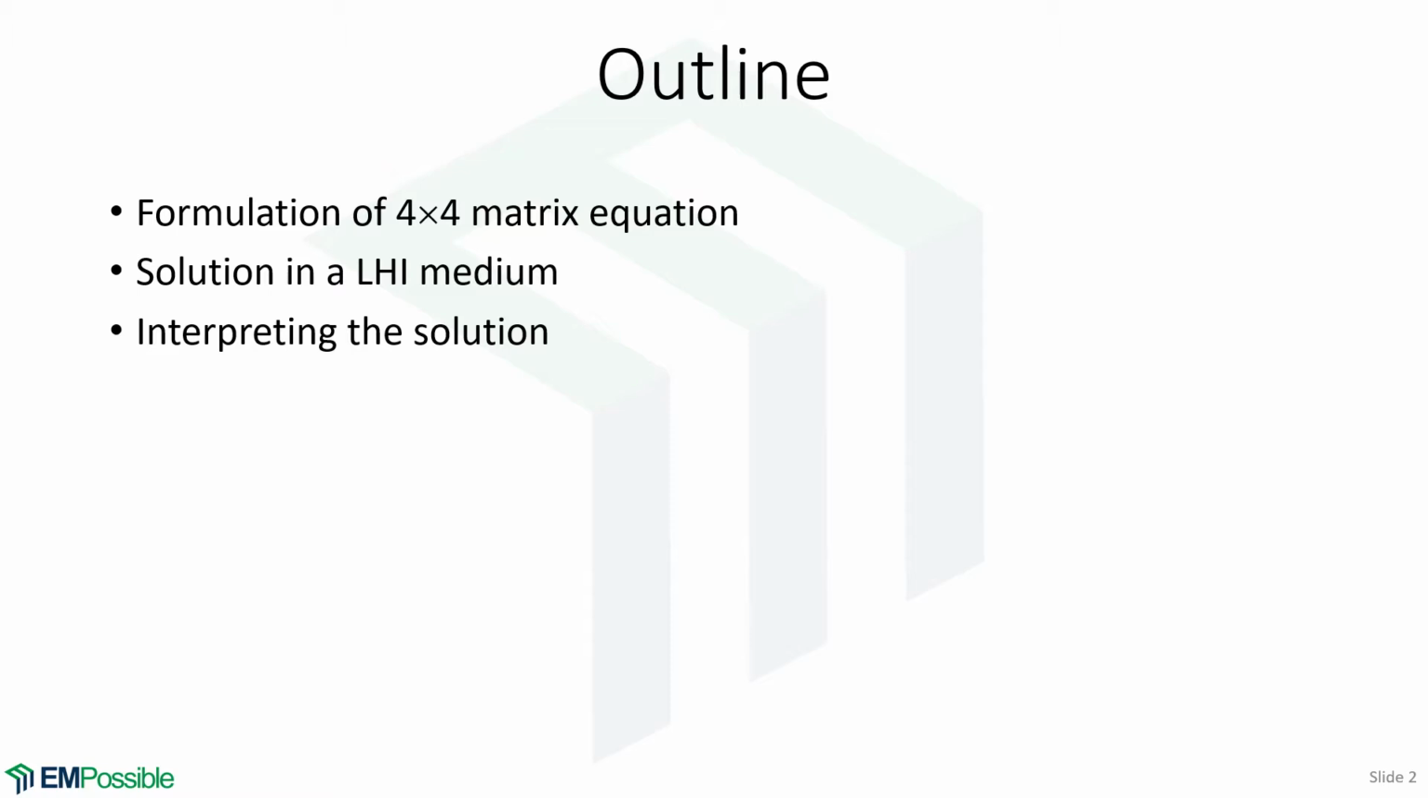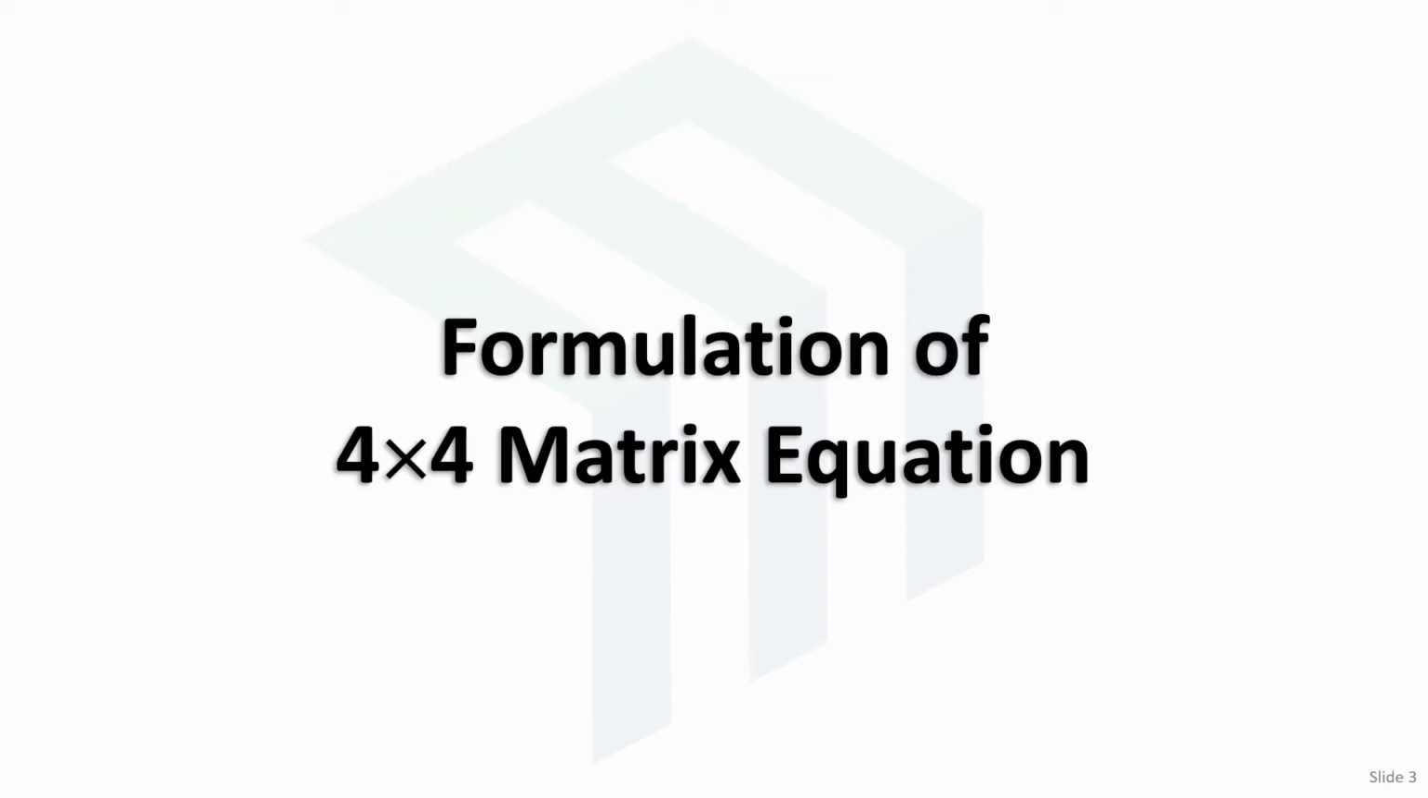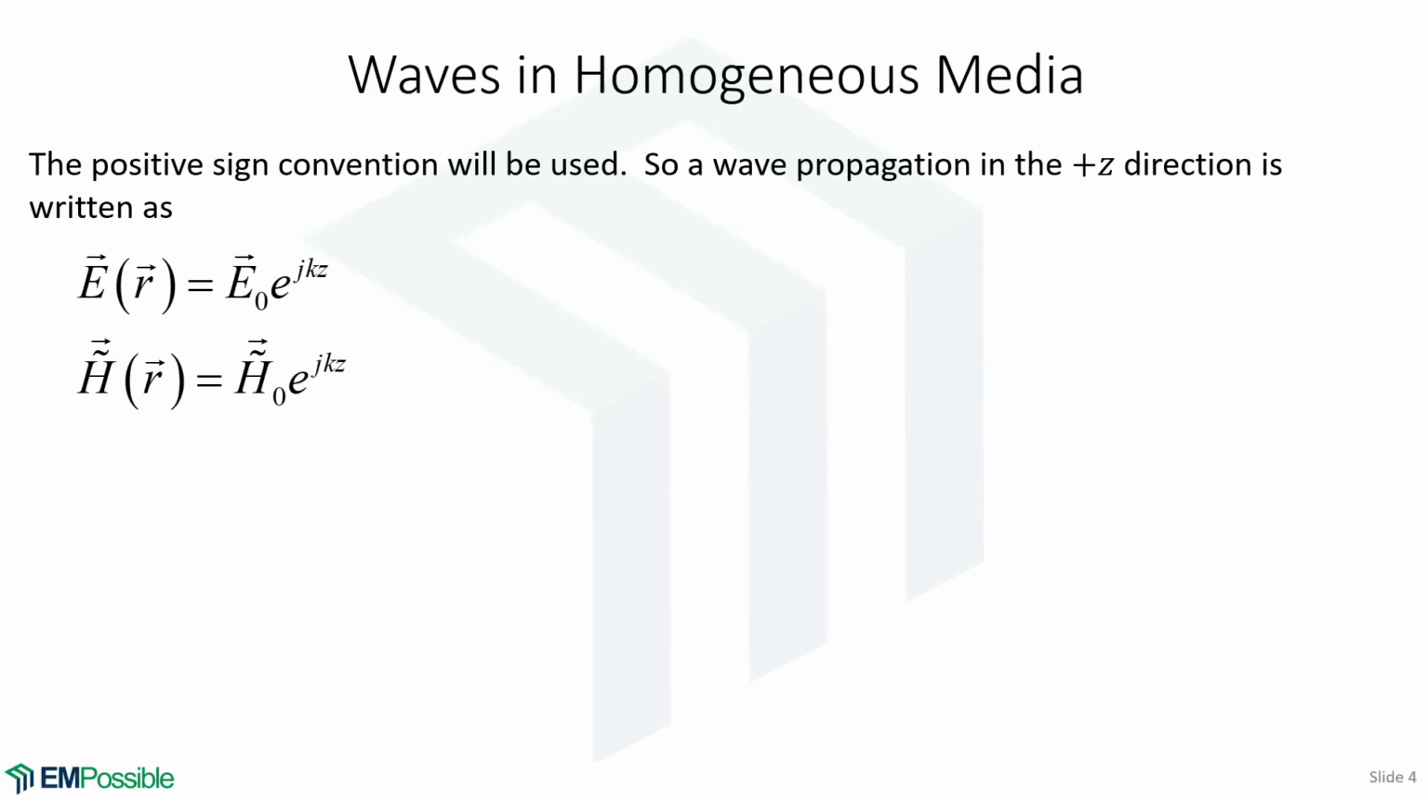So we have this infinite homogeneous medium, and we're looking at waves inside of that and formulating some kind of matrix wave equation that we can solve to calculate what types of field propagate in that homogeneous media. So let's get right into it. Formulation. For this formulation, we're adopting the positive sign convention.